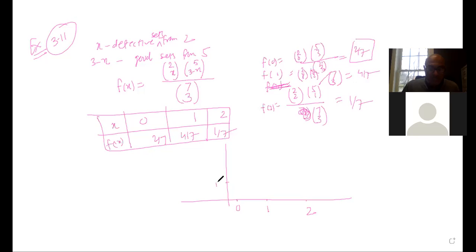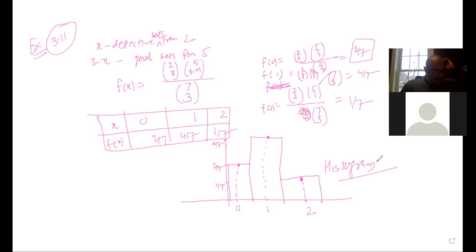Somewhere over here I have 1 over 7, somewhere over here 2 over 7, and somewhere over here 4 over 7. So for 0 I have 2 over 7, this is the point. Then for 1 I have 4 over 7, and for 2 I have 1 over 7. If you plot this graph, you are going to get something between 0 and 1. So this is the histogram, the example histogram.